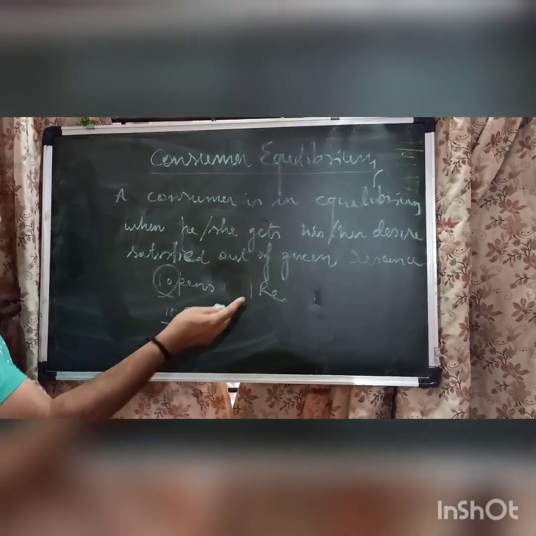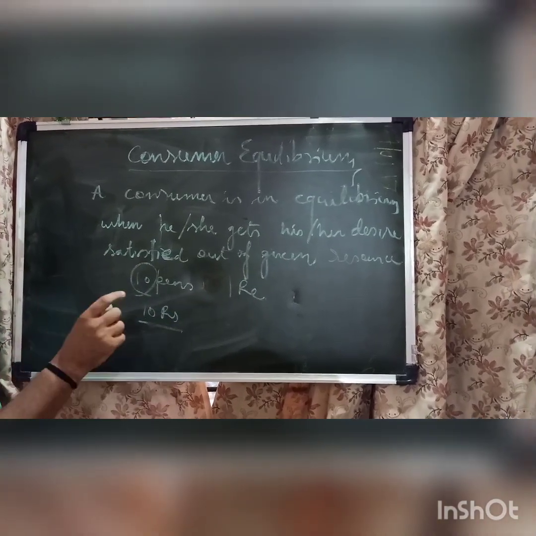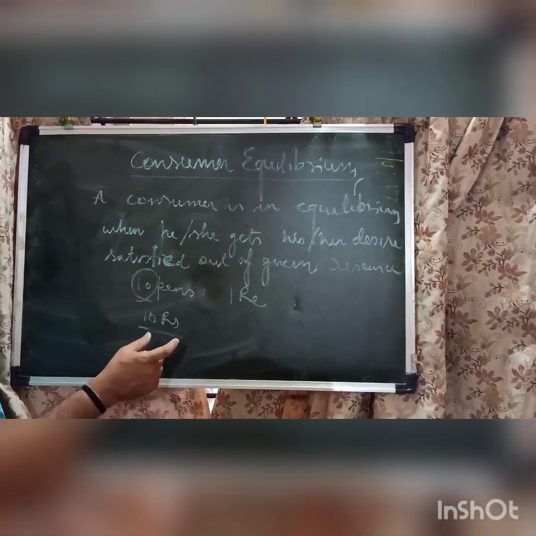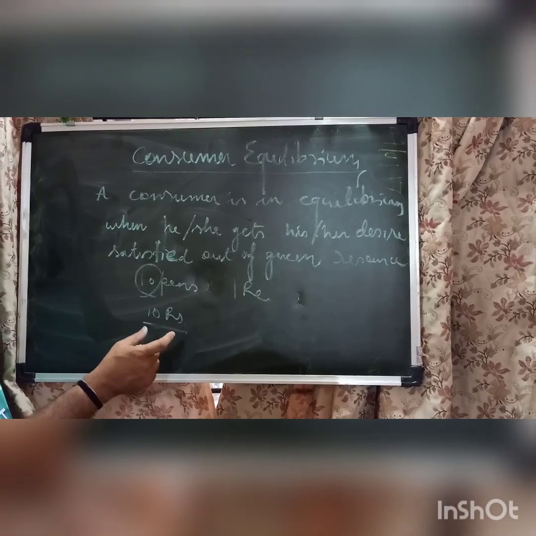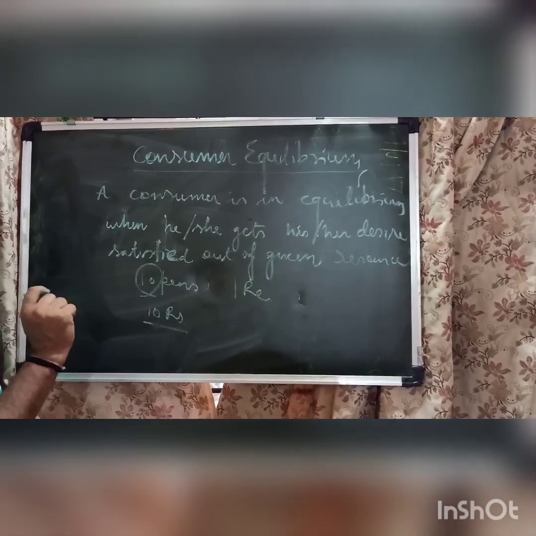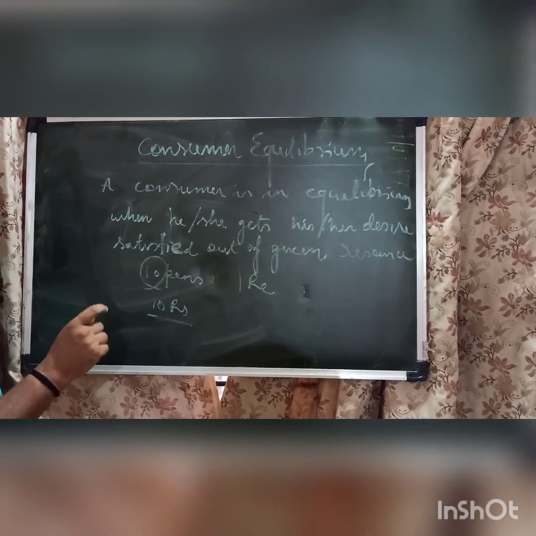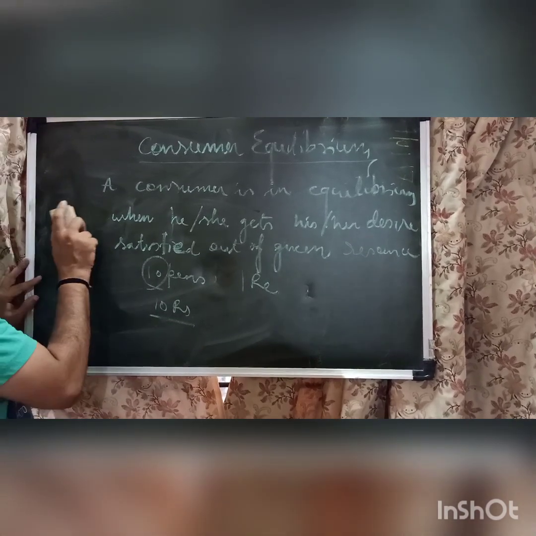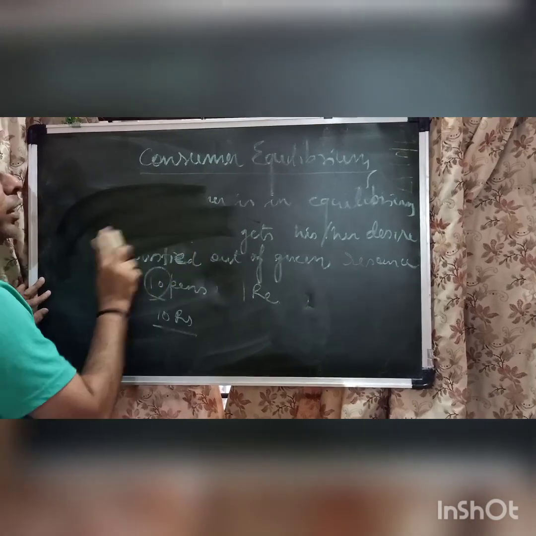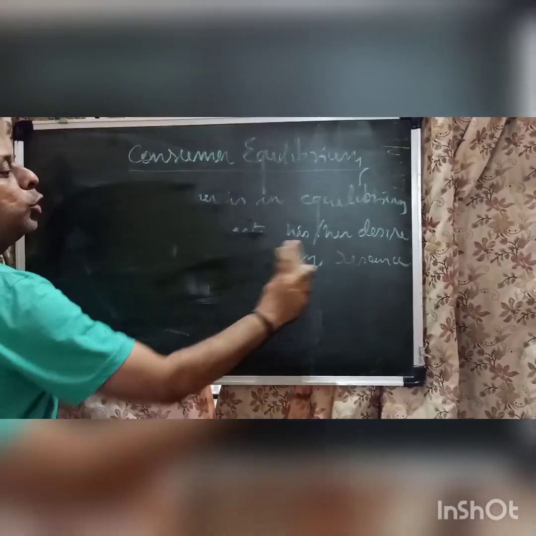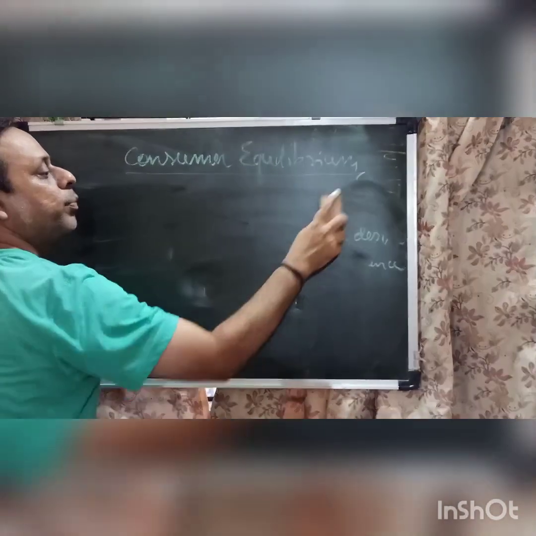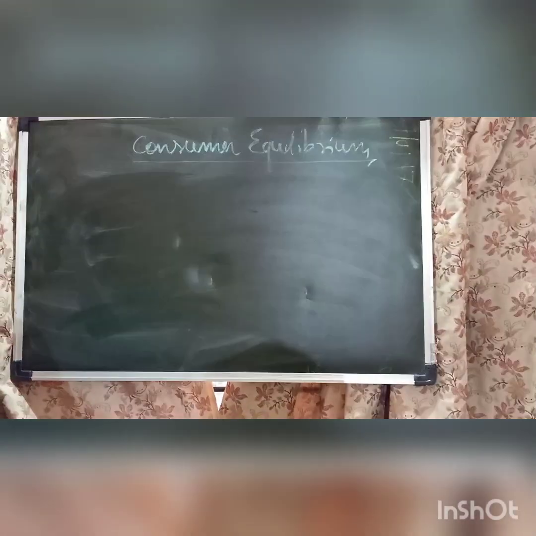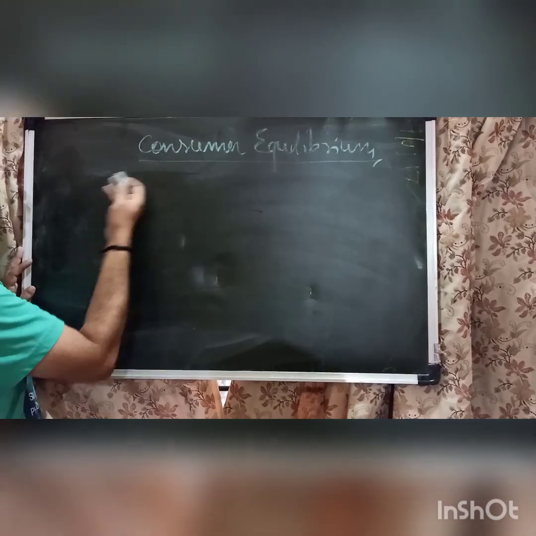The money income which I have, out of that, exactly whatever I want, if I get in the same number, then I can say that a consumer is in equilibrium. Understood? So this is the definition of consumer equilibrium. Now in consumer equilibrium we will study about utility and utils. But before studying utility and utils, we have to study the law of diminishing marginal utility.